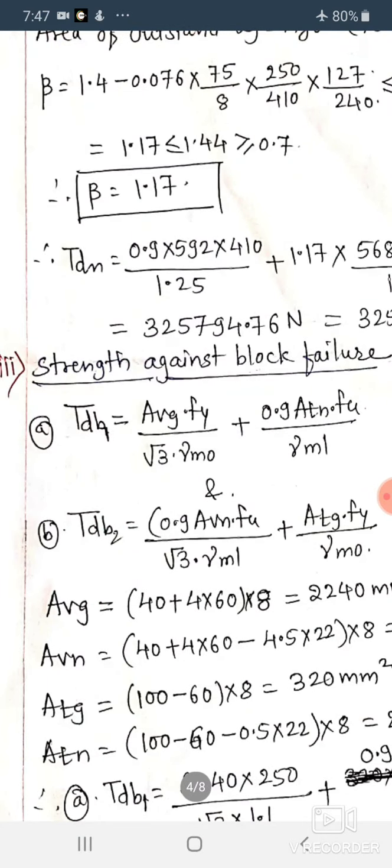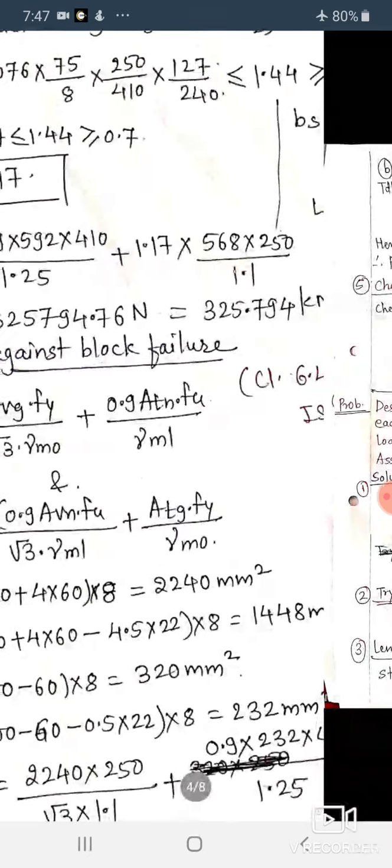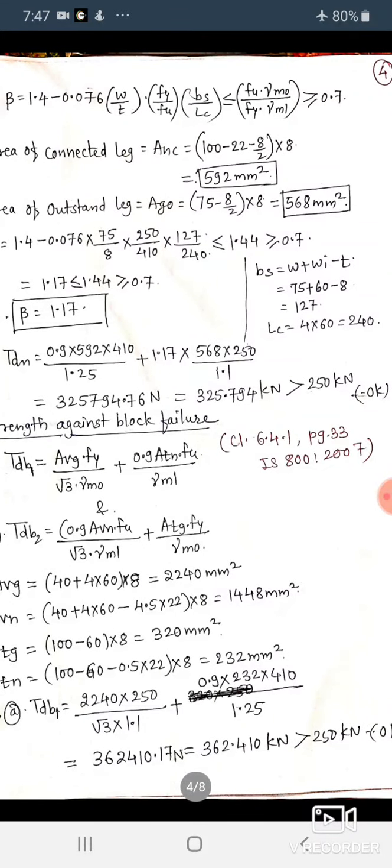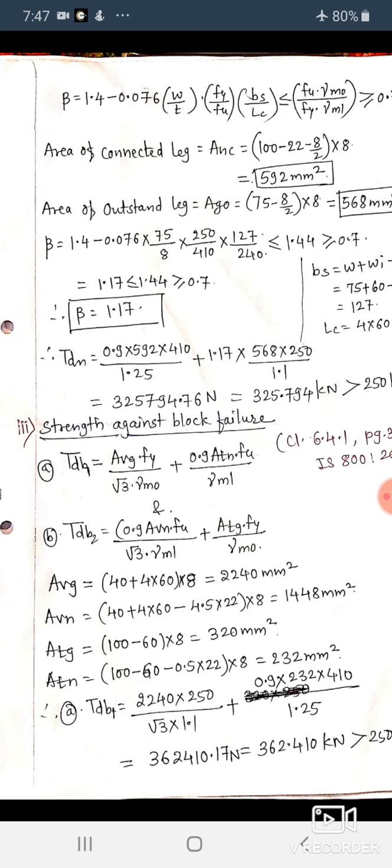Then the last check is the strength against block failure. So we have to check the strength against block shear, that is TDB1 and TDB2. This formula is given in clause number 6.4.1, page number 33, IS 800 2007. So you just note down the formula from the code book.